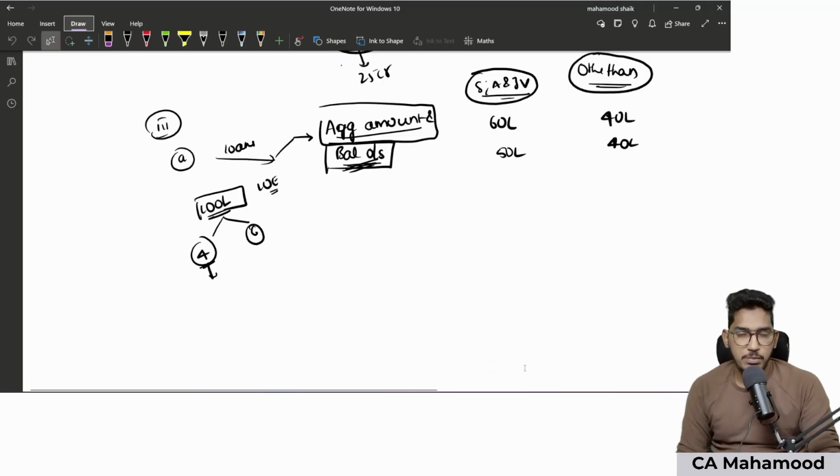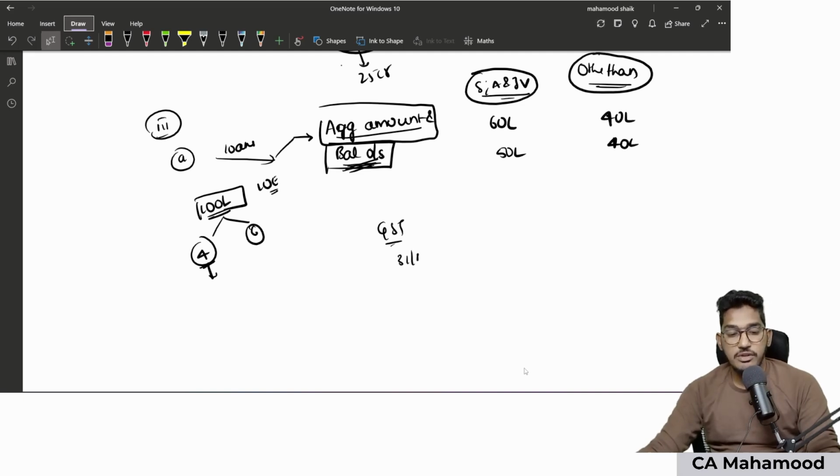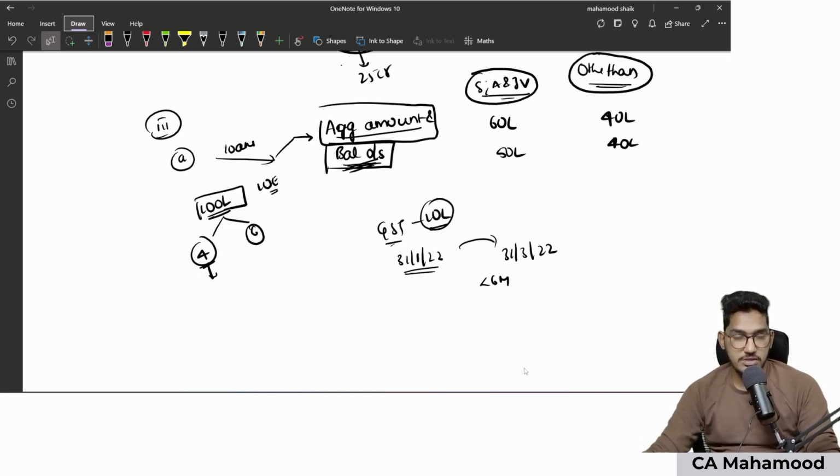Let me make it simple with the help of an example. Assume your client is required to pay some GST. No dispute, nothing. The due date is 31st of January 2022. But your client did not pay till the balance sheet date, 31st of March 2022. The amount is 10 lakh rupees. Is this required to be reported? No. Why? Because even though the amount is outstanding, it is outstanding for less than 6 months. It is hardly 2 months.